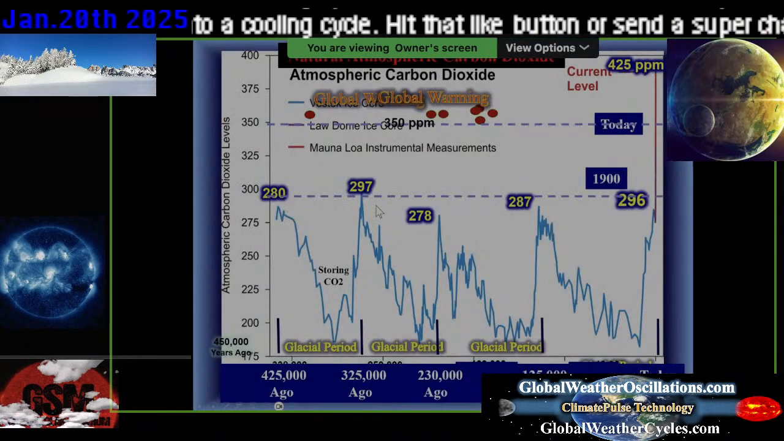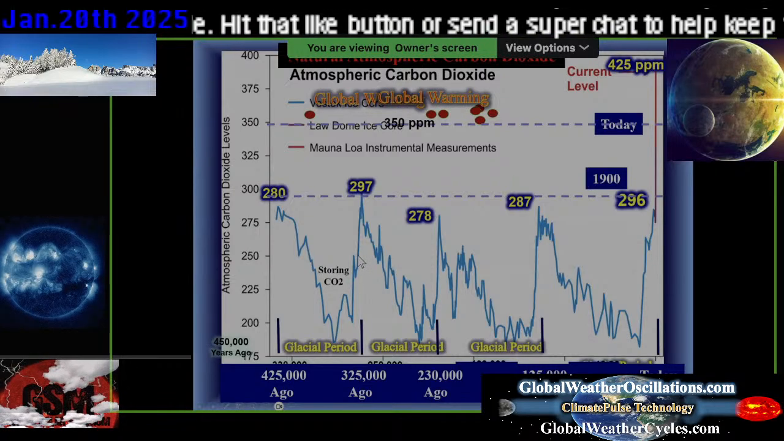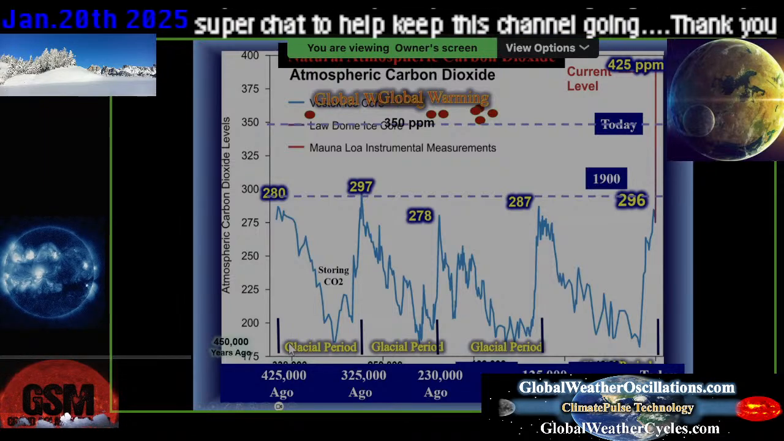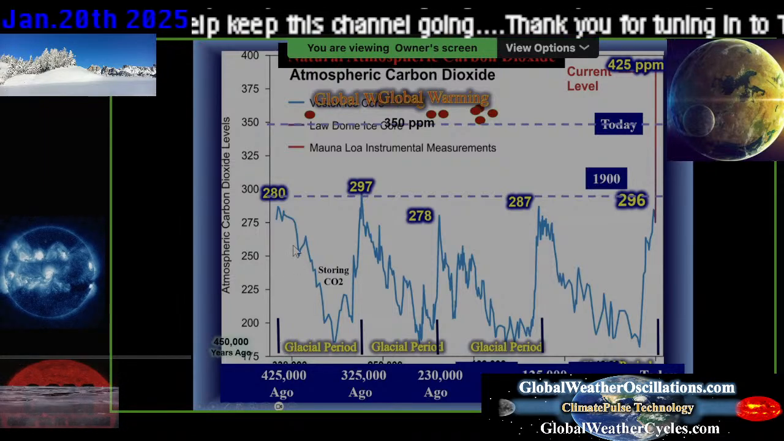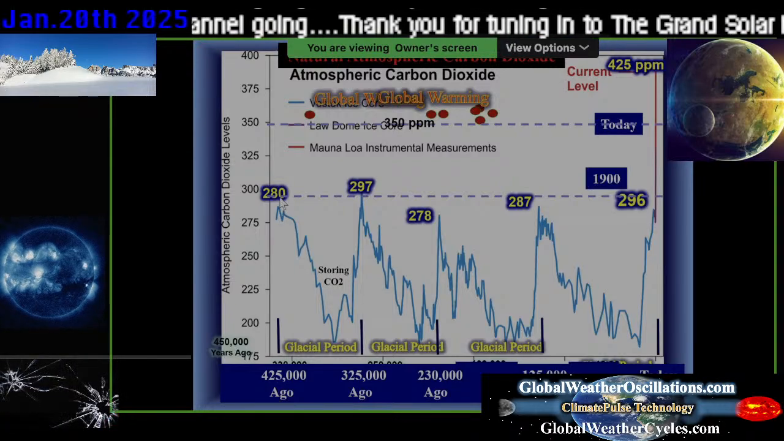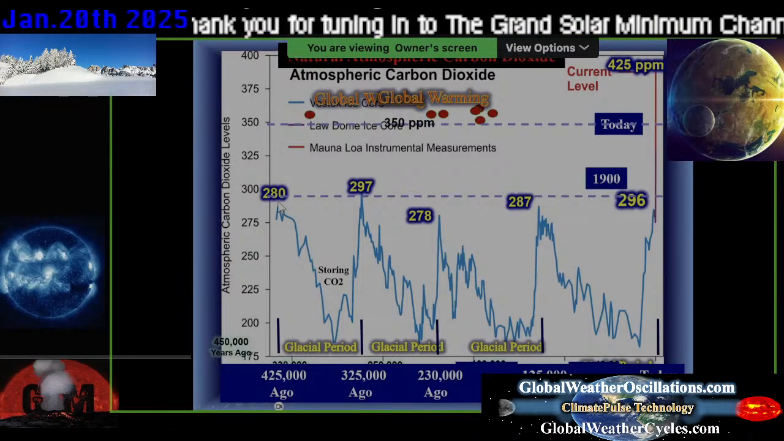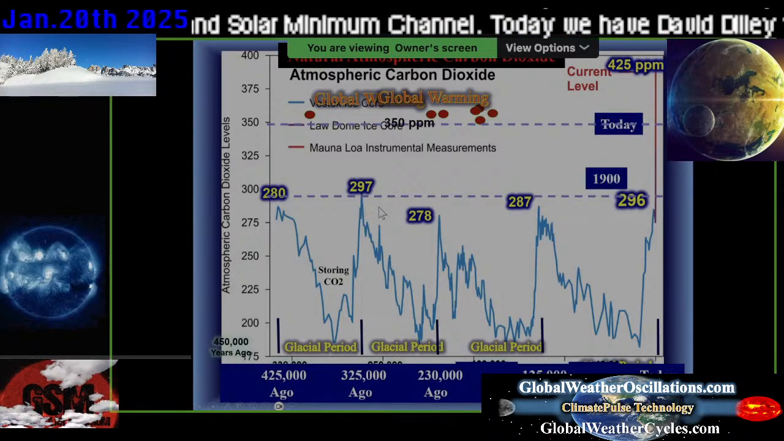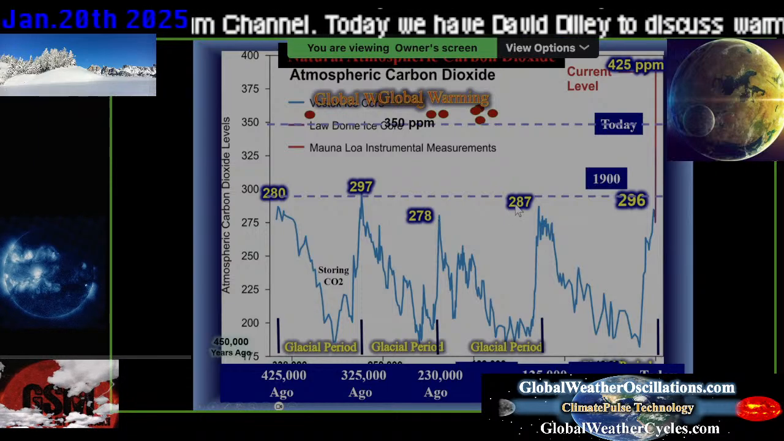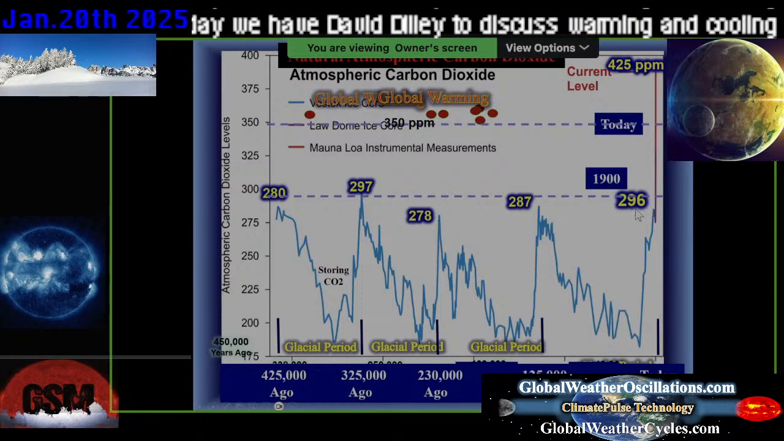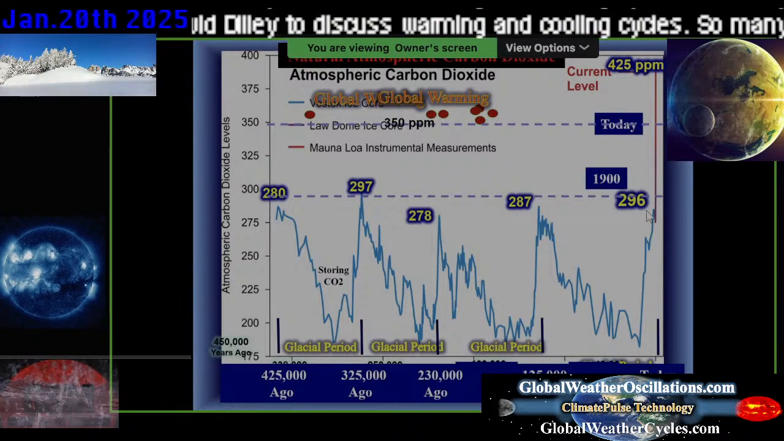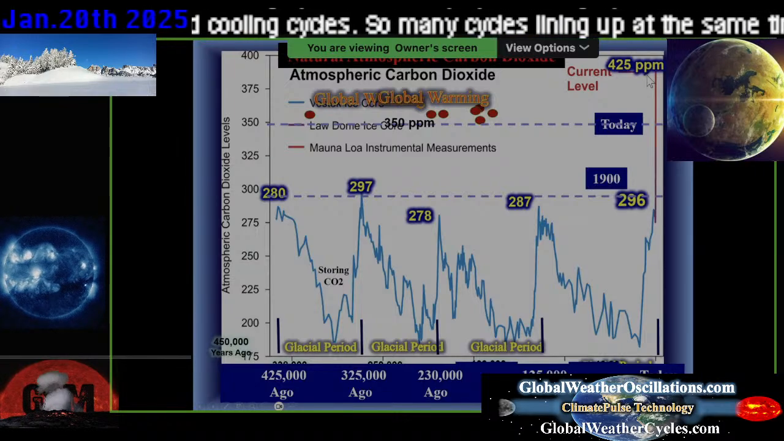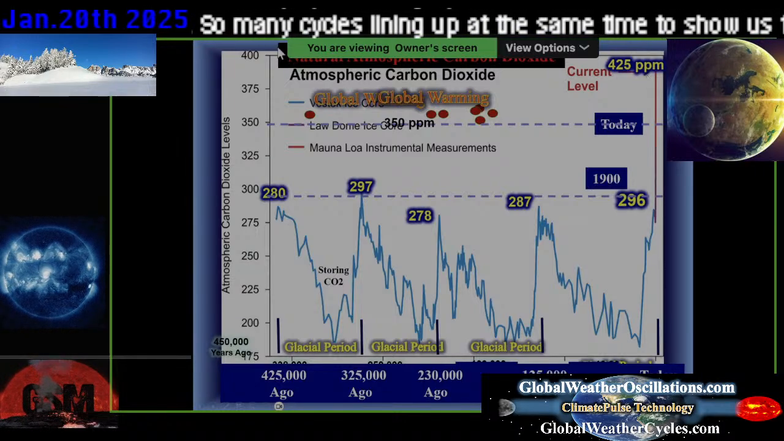So here's the atmospheric carbon dioxide from ice core samples going back 425,000 years. This is what they showed back 425,000 years ago. We were about 280 parts per million. Then peak of the next interglacial warm period, 297, 278, 287, 296 is what they said. But then Noah says, well, we're at 425, but that's all due to burning fossil fuels. And I've already shown you that's not true.